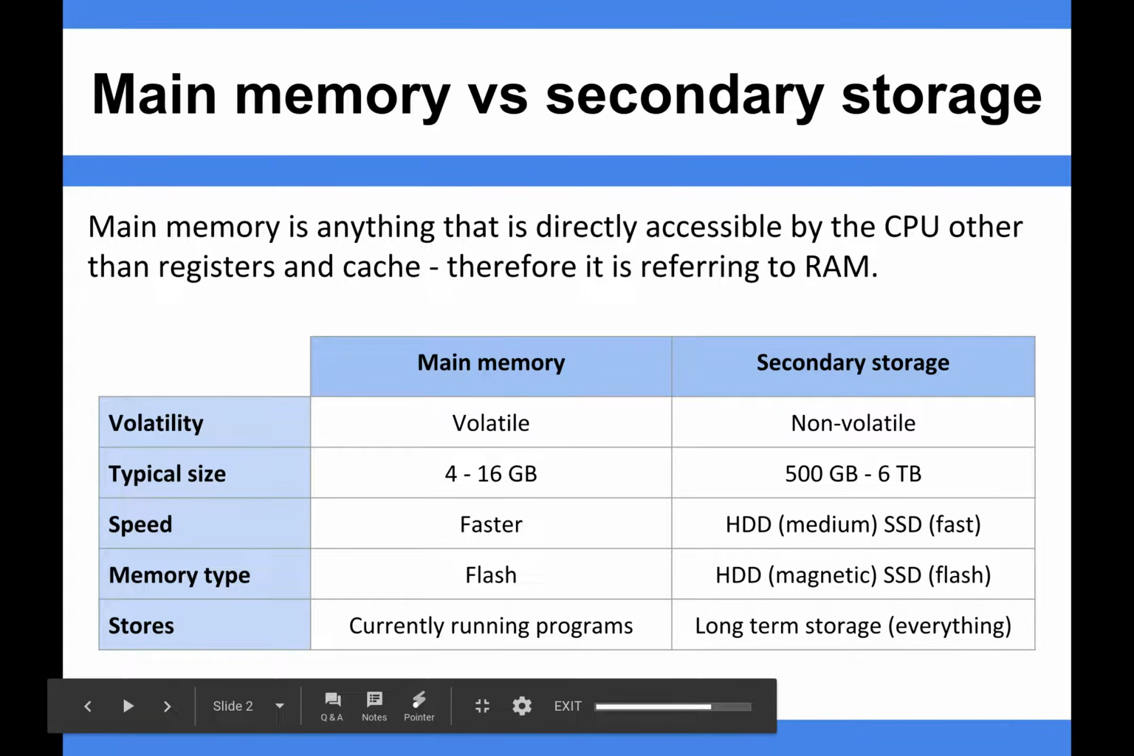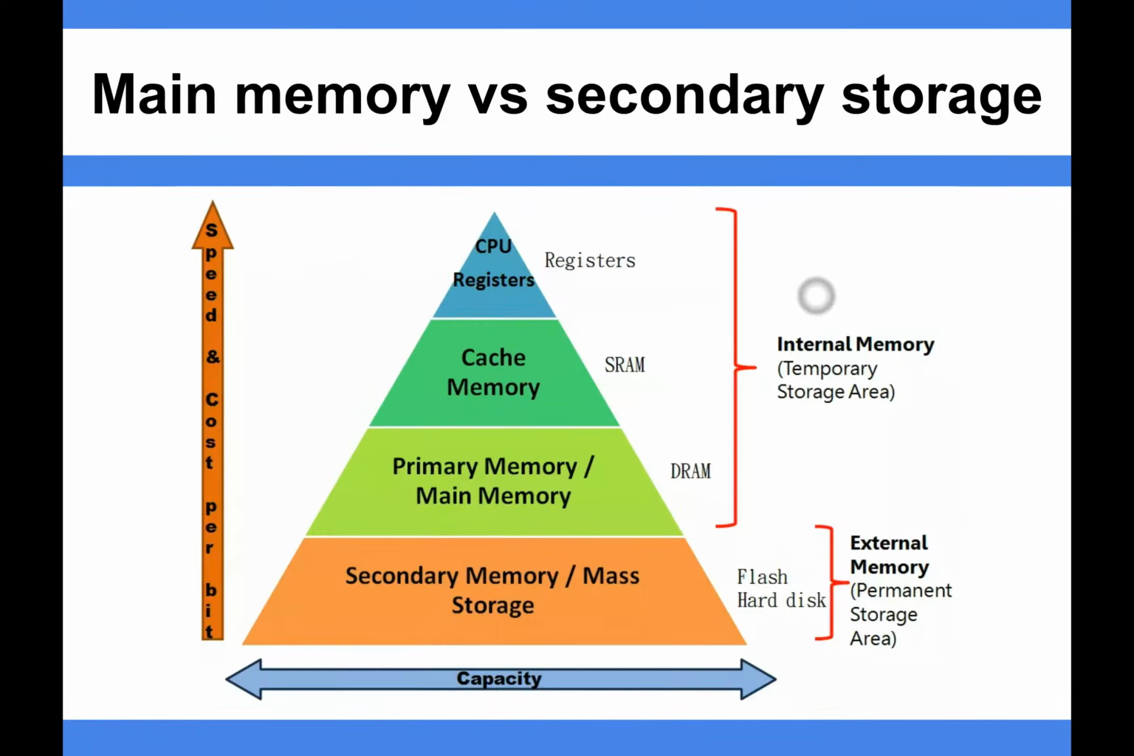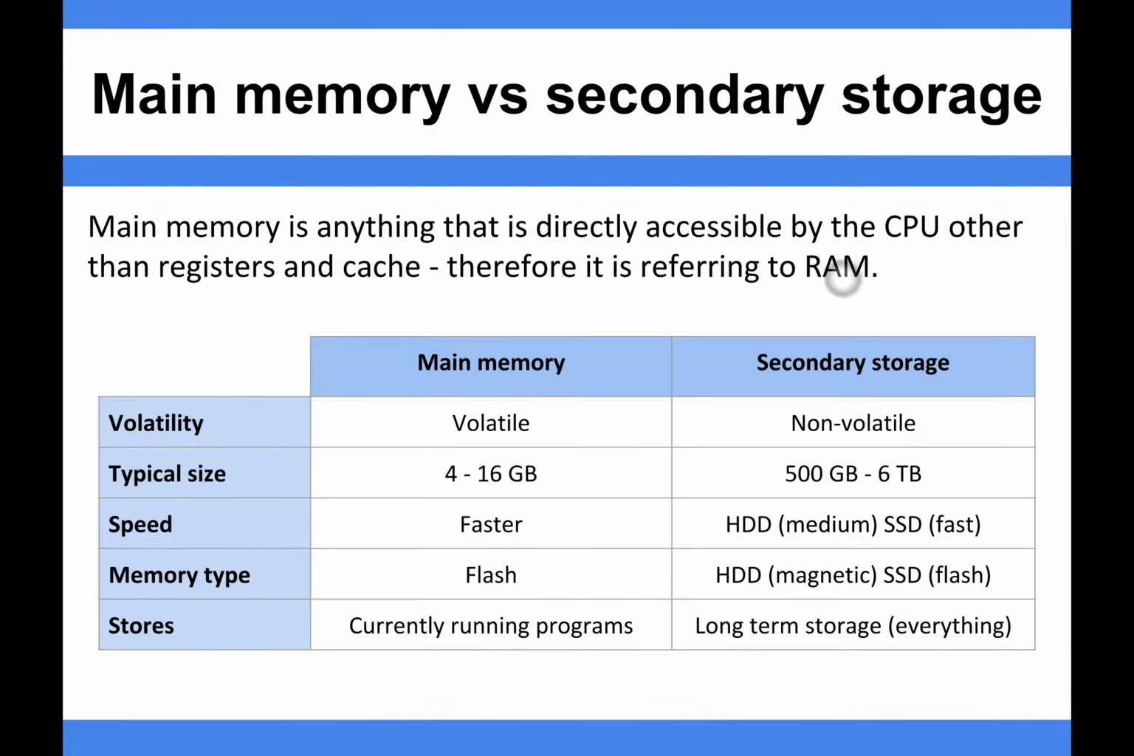Okay, so main memory versus secondary storage. Main memory is anything that is directly accessible by your CPU, other than registers and cache, because they're on the CPU. Main memory generally refers to your ROM and your RAM, but most times in exam questions, RAM is what it's referring to.